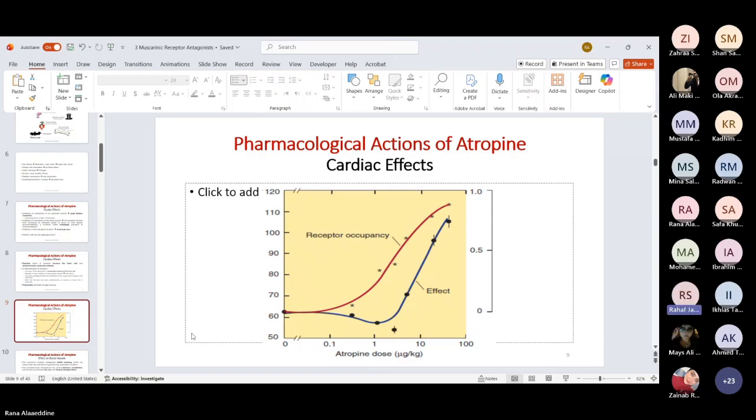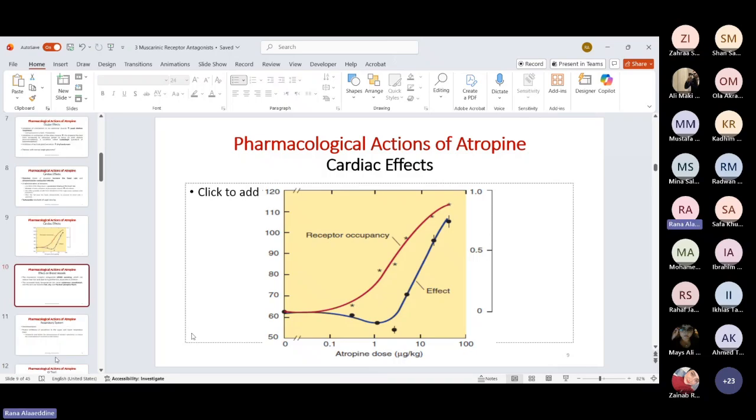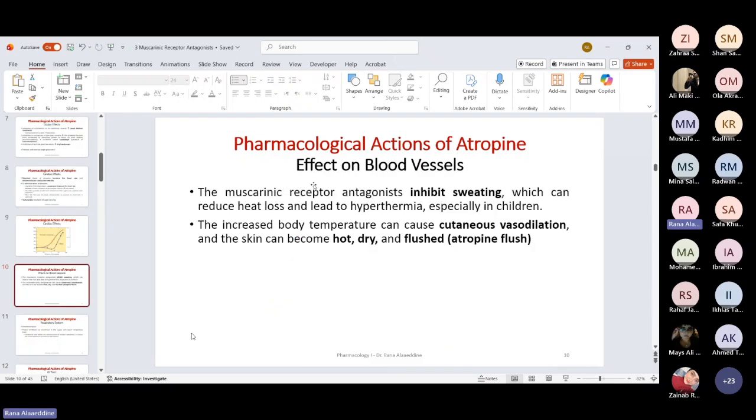Yes, doctor. Thank you for answering that. Okay, let's continue. The effect on the blood vessels. We did agree that there's no direct effect. But guys, listen to what happens. We agreed that those drugs will inhibit secretions, including sweating.